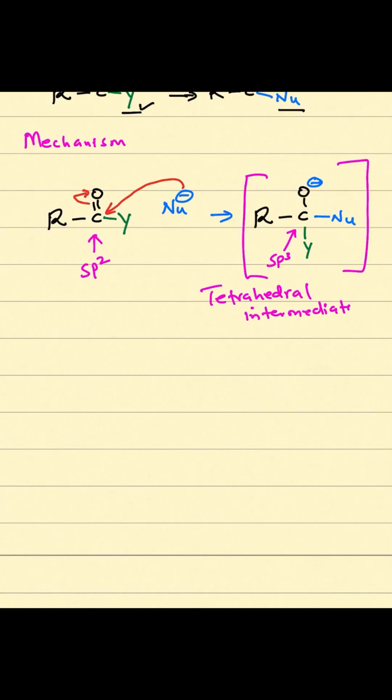The next step in the mechanism will involve the minus charge on oxygen flowing back to make a double bond between oxygen and carbon, while at the same time kicking out the leaving group, which we're using Y in this case. And that will give you this product. So now you have a double bond between oxygen and carbon, and you have the nucleophile occupying the position that originally was occupied by Y. And you have Y as the leaving group.